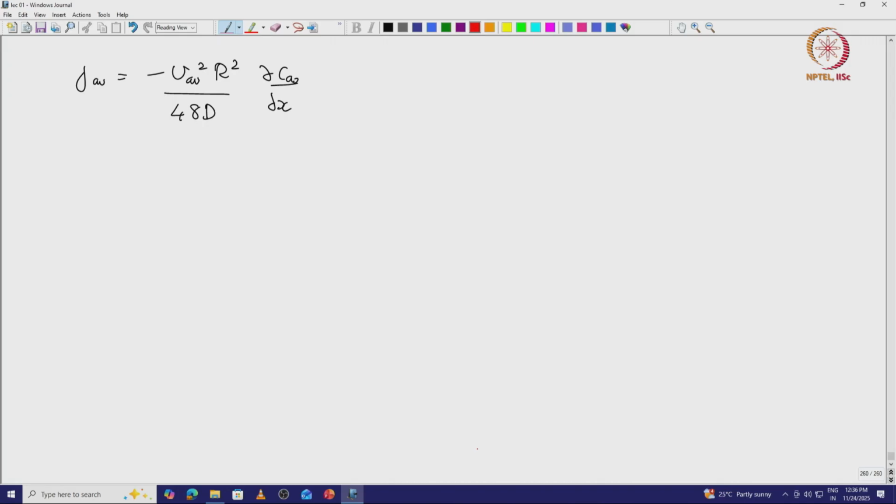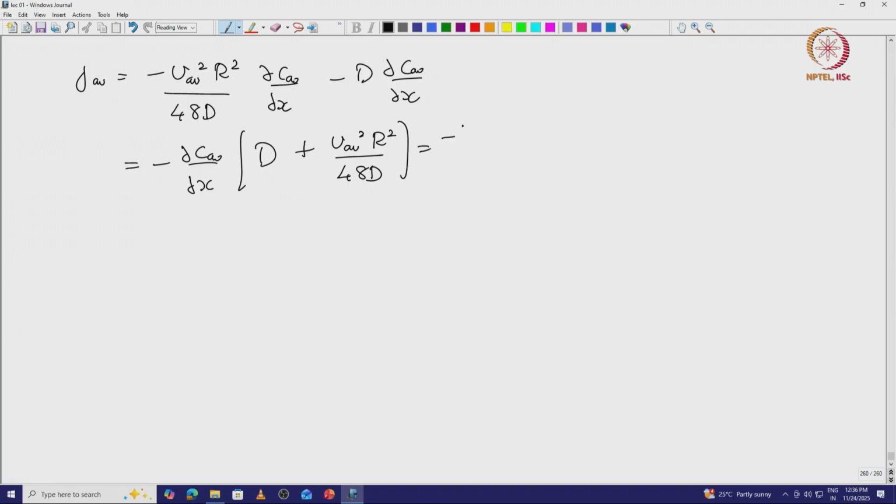Minus the second term, minus the diffusion coefficient partial C average by partial x. I can take the partial C average by partial x outside, into diffusion coefficient plus V average square R square by 48D. R is equal to D by 2. So, I just get minus partial C average by partial x into D plus V average square D square divided by 192 times the molecular diffusion coefficient.